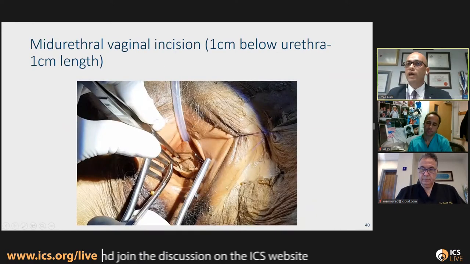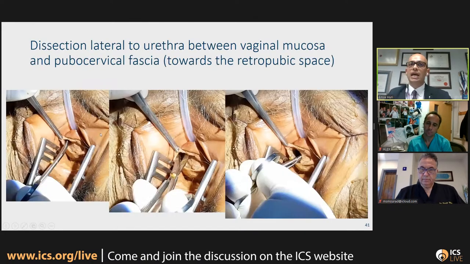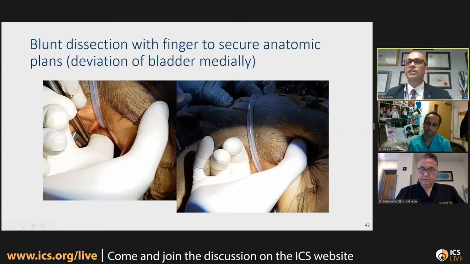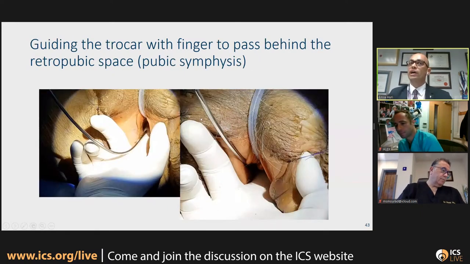The preparation of the anterior vaginal wall will be the same as the TOT procedure, but different from the TOT, we are preparing the retropubic space with our index finger, and it's important to deviate the bladder medially to prepare the retropubic space for trocar application.